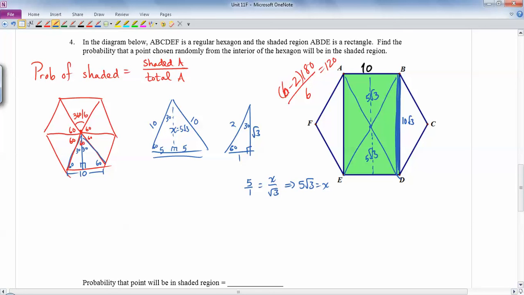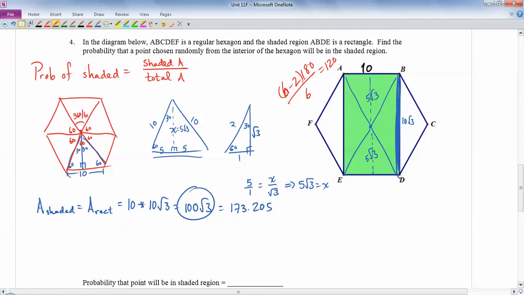So the area of the rectangle, the shaded area, area of the shaded is the same thing as area of the rectangle, which is base times height, 10 times 10 root 3, which is 100 root 3. Let me see what that is. Hold on. I think it's like 170 something. 100 root 3, yeah, it's 173.205. I'm actually going to leave it like this. But there's that area. Okay.